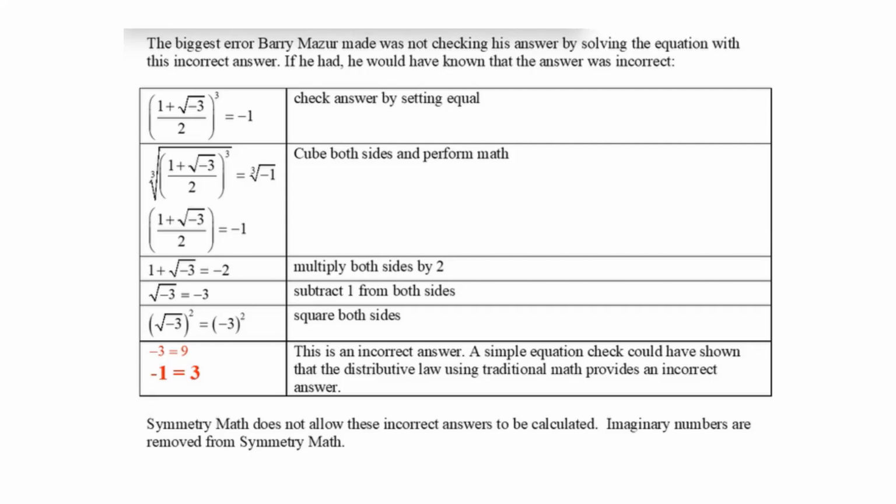So we'll set the 1 plus the square root of minus 3 divided by 2 cubed equal to 1. Check the answer by setting equal. So cube both sides and perform the math. And what you come up with is 1 plus the square root of 3 over 2 equals 1. Now multiply both sides by 2. And you come up with the square root of 3 equals -3. Now you square both sides, and you come up with -3 equals 9, or -1 equals 3. This is an incorrect answer. A simple equation check of the distributive law using traditional math provides an incorrect answer.